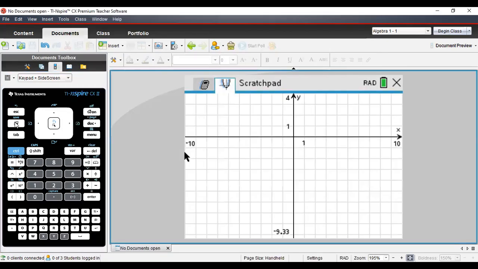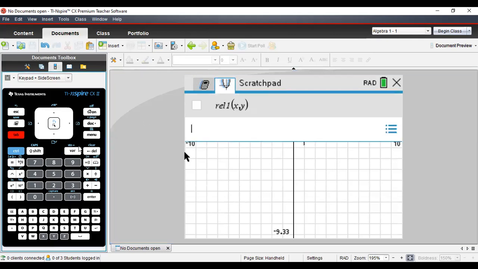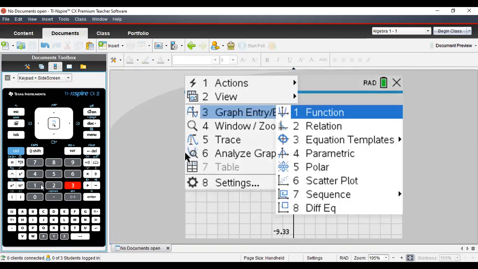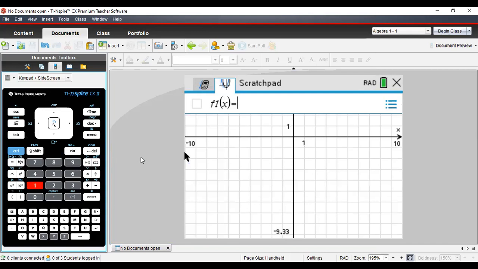So if we go to the graph, we go here. We're going to put it in function mode, so menu 31. All right, and then we're going to do 300.